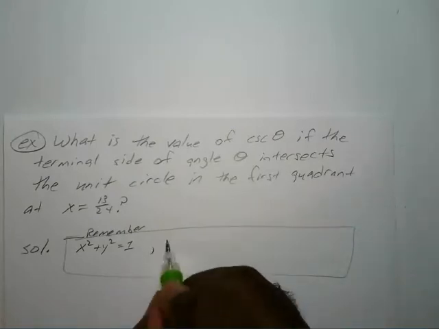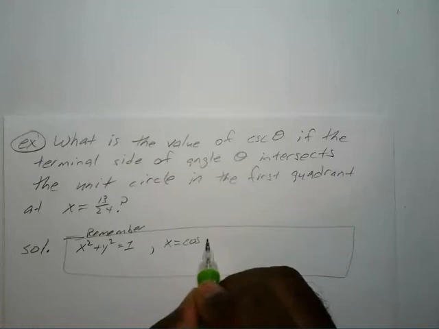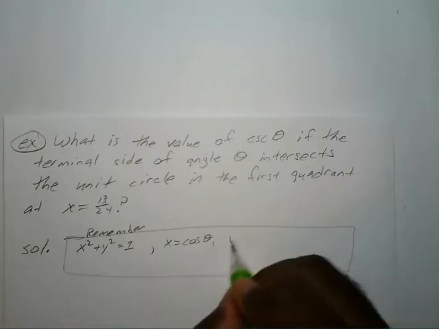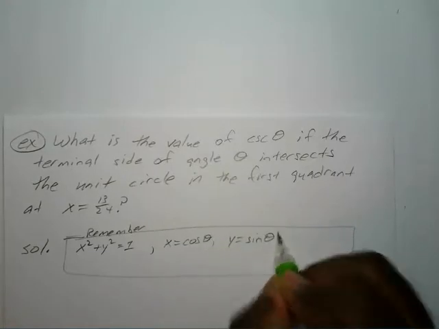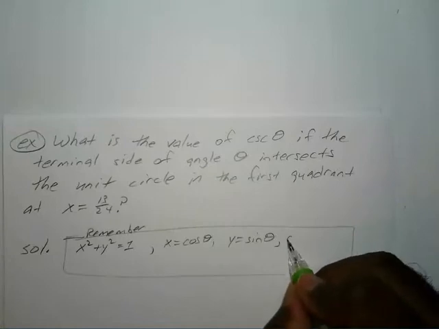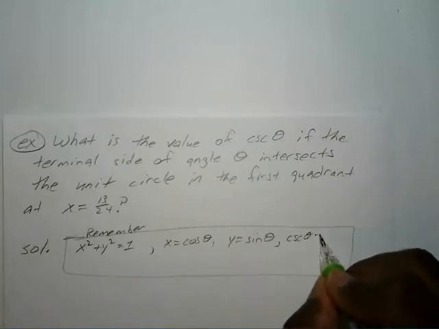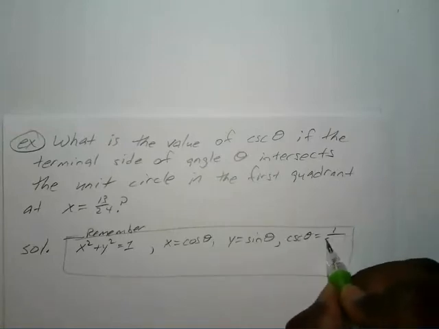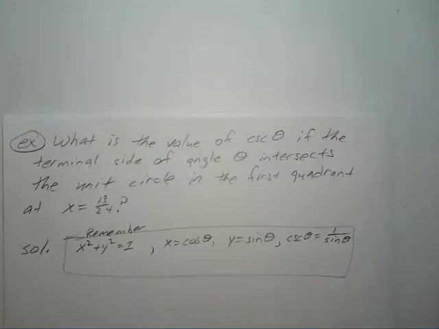Okay. Also, we know that x is equal to cosine theta, y is equal to sine theta, and cosecant is 1 over sine theta, the reciprocal of sine. All right, so if you remember those three things, we have everything we need to solve this problem.